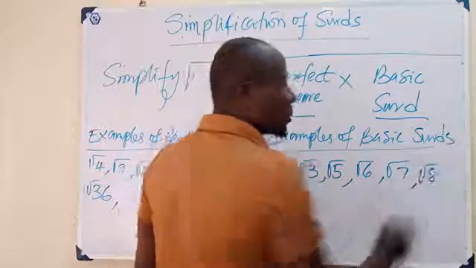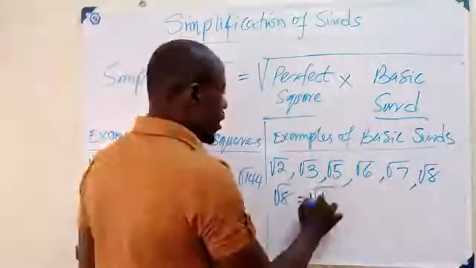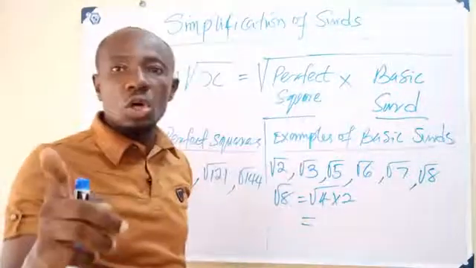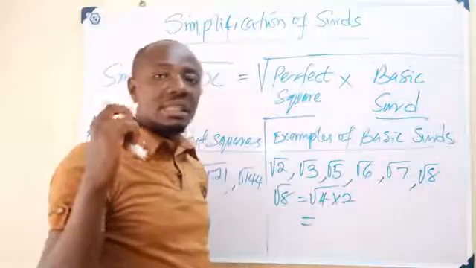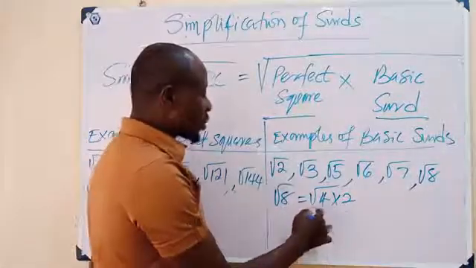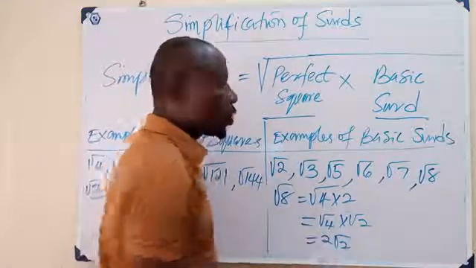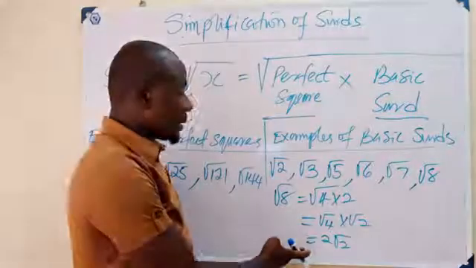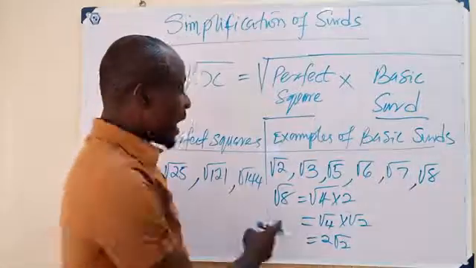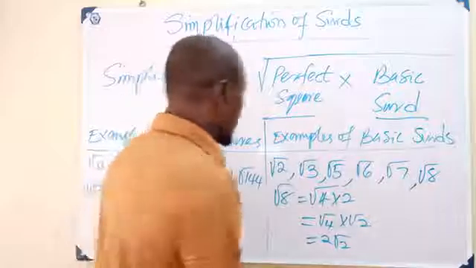What about root 8? Root 8 is not a basic surd because root 8 can be simplified into root 4 times root 2. So once you can simplify into a perfect square and a basic surd, it means that surd is not a basic surd. And the target is for you to simplify it into its lowest term. So this will give us the square root of 4 times the square root of 2, which is equal to 2 root 2, or 2 times root 2. So you can see that root 8 is not a basic surd. Rather, it can be simplified further. So root 8 is the same thing as 2 root 2, and 2 root 2 is a basic surd.